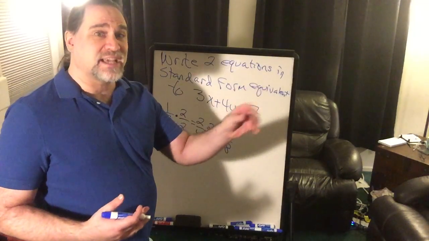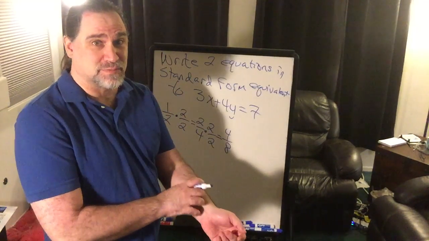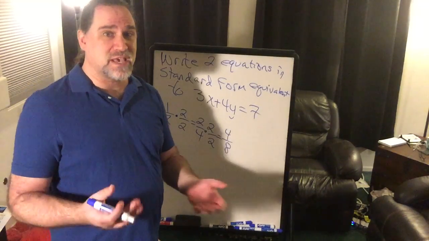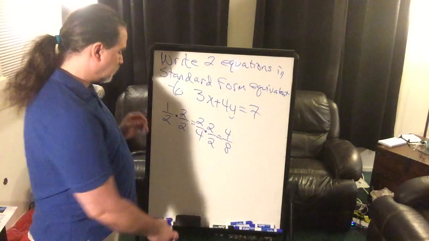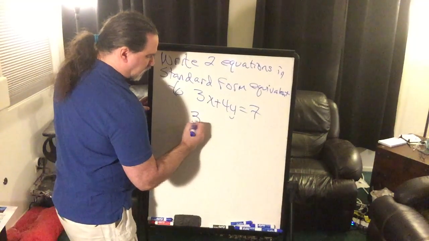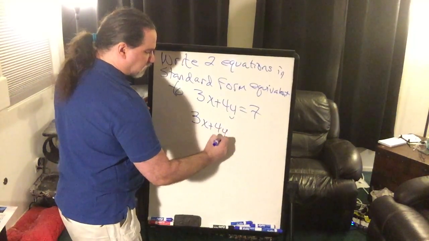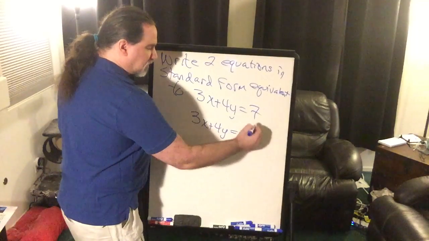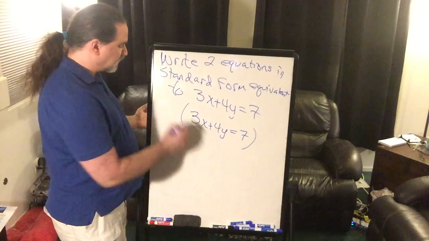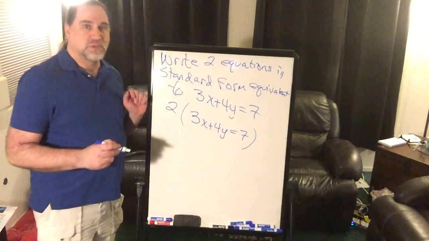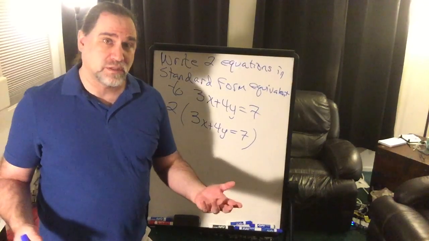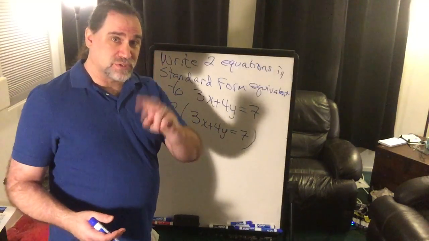If I had a second equation, remember this is all about when we get to systems, that had different coefficients, and I wanted them to have the same coefficients, this is what I would do. So here we go. I would take my equation, 3x plus 4y equals 7, and I would multiply everything, just like I did a minute ago with the fractions, by 2. Why 2? No reason. I could multiply by 3. In fact, I will. I'll do it again because I want two equations that are equivalent.